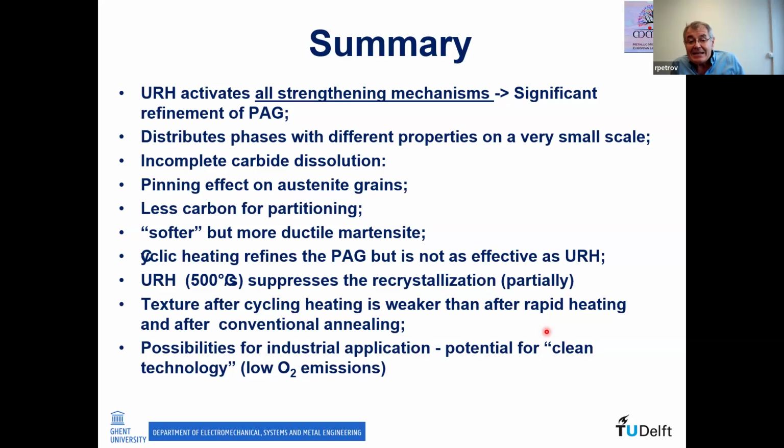Cyclic heating also refines the prior austenite grains, but it's not as effective as ultra-rapid heating, because you lose the effect that I mentioned before of heterogeneity of microstructures. Only the grain size effect plays here. The texture after cyclic heating is weaker. I don't know if it is good or bad, but with rapid heating you can inherit the previous texture. And yes, you have possibilities for industrial application. There's potential for clean technology, low CO2 emissions.